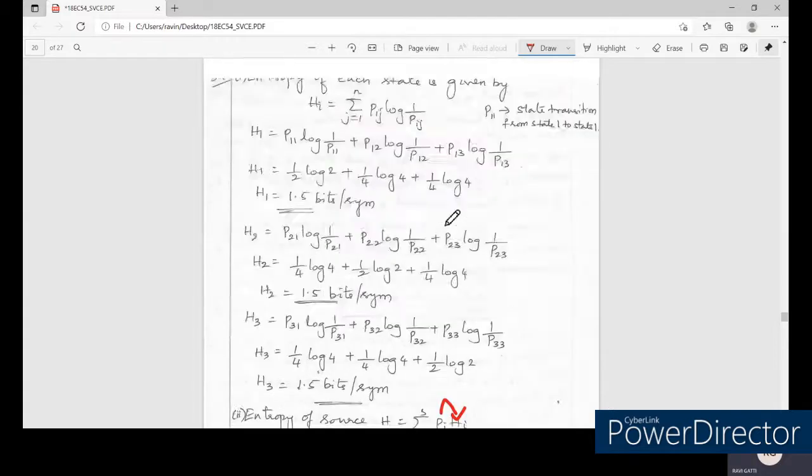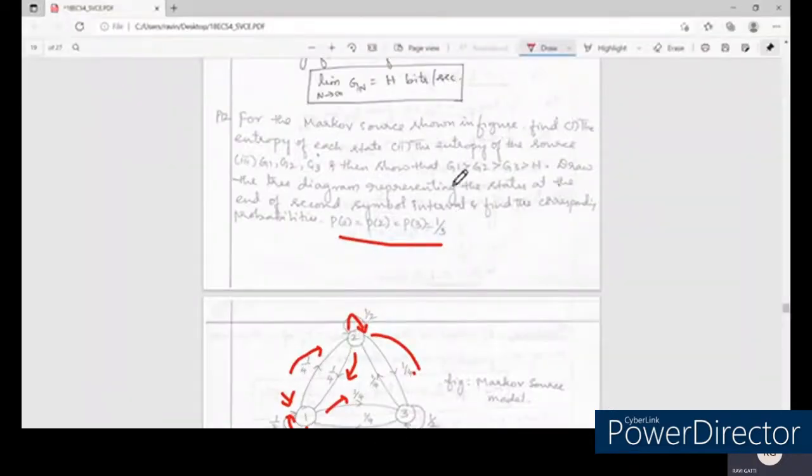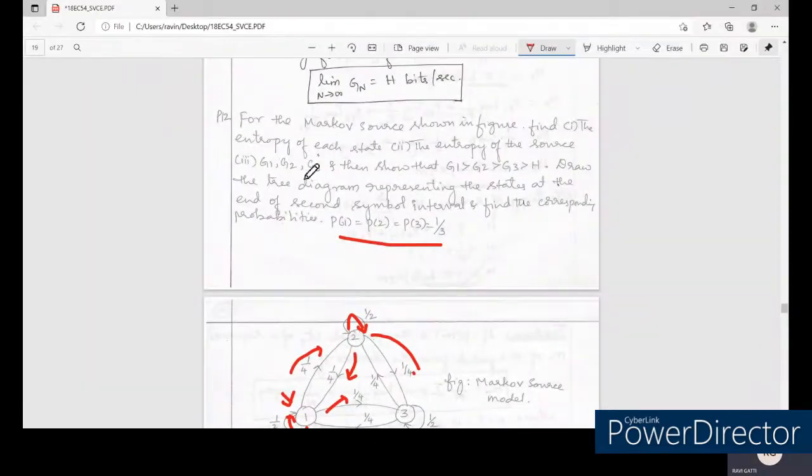So now let us try to find out what is the second thing they have asked. They have asked what is the entropy of the symbols if you have only one symbol, that is called G1. What is the entropy of the message if you have two symbols in that, and what is the entropy of the message if you have three symbols in that.